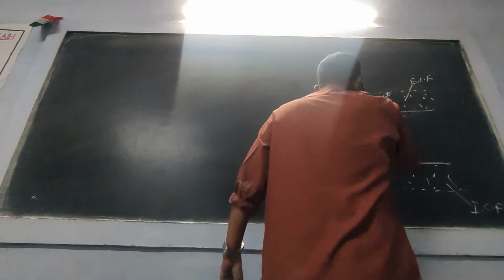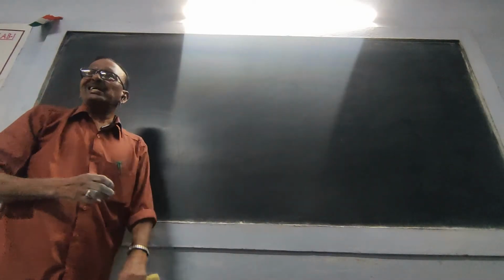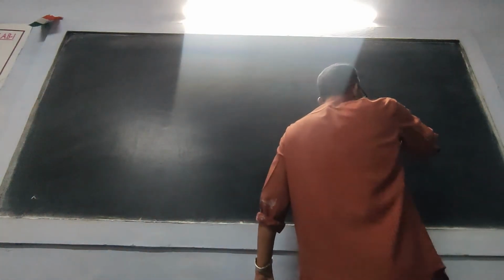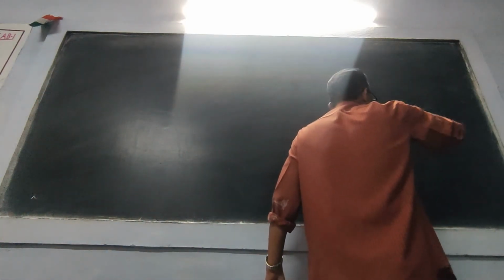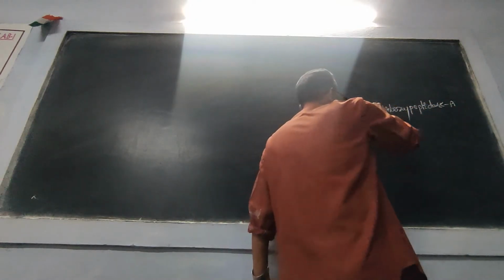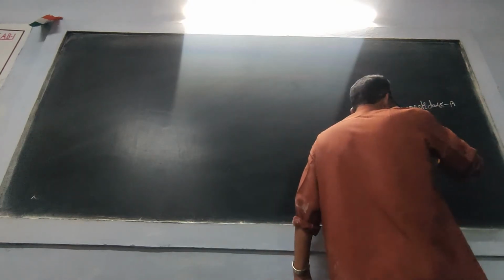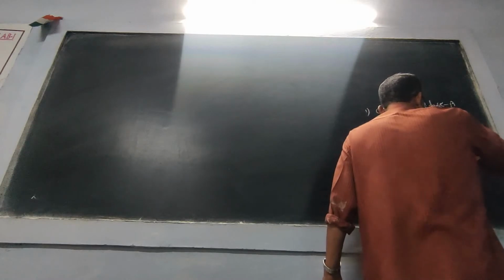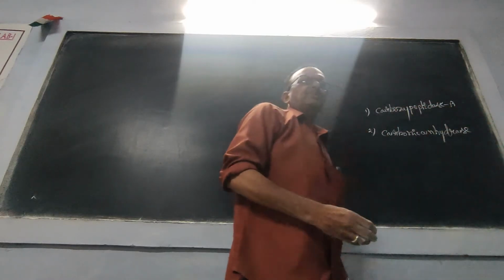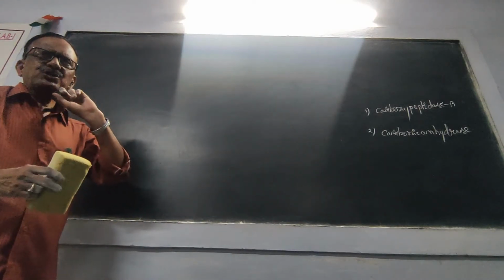Next we learn 2 more. Just 10 to 15 minutes, I think. We have 2 important enzymes. One is carboxypeptidase A, and the second one is carbonic anhydrase. So these are the 2 enzymes that are also there in our syllabus. Each one is an important short answer.